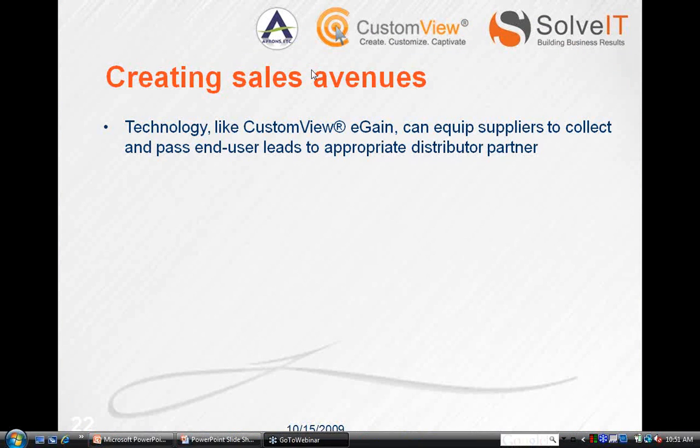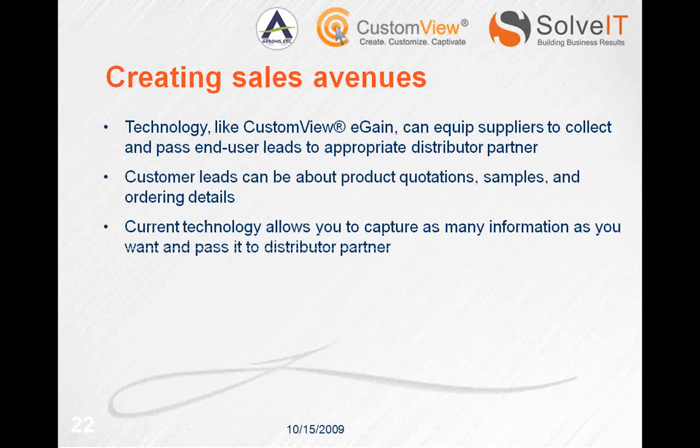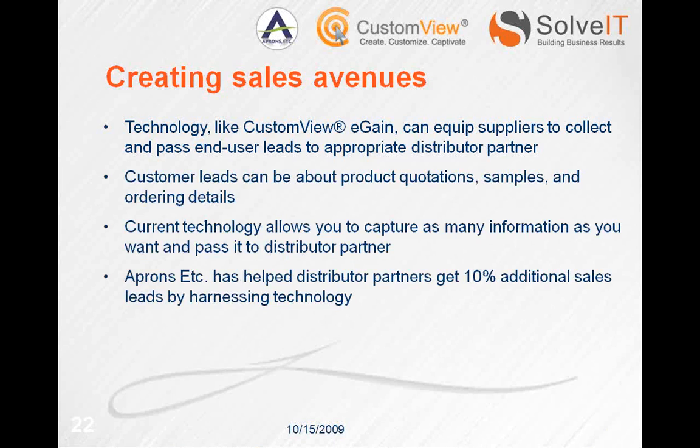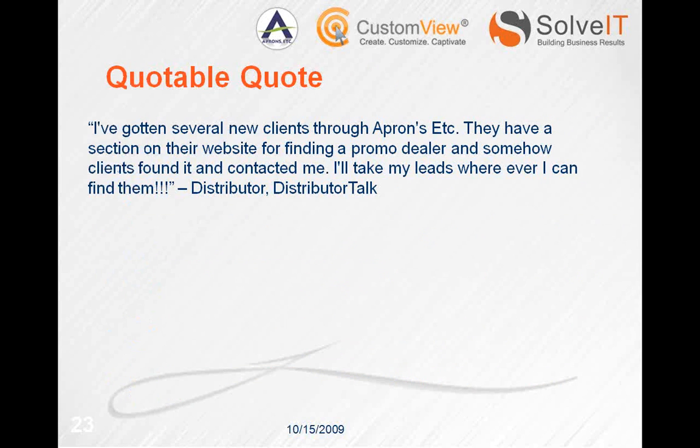So these were some of the points that Pam obviously covered, but I don't want to spend much time on. Obviously, Ahrens now has the ability to provide 10% additional sales leads by harnessing technology. Finally, here's a quote that I got from Distributor Talk that talks about how Ahrens has been proactive in providing leads to the distributor partners. Obviously, this quote came before we implemented the system.